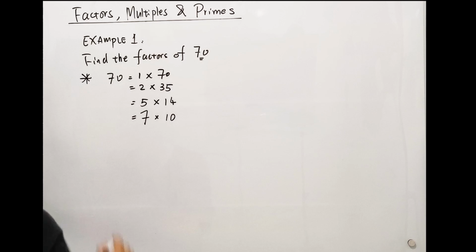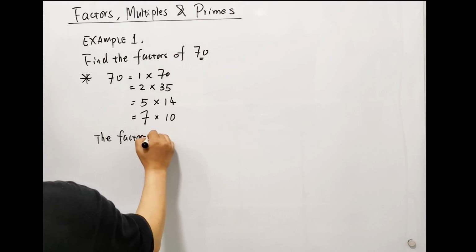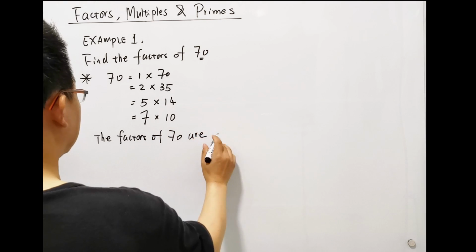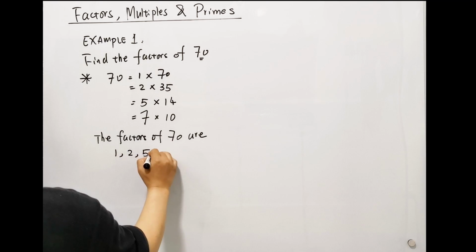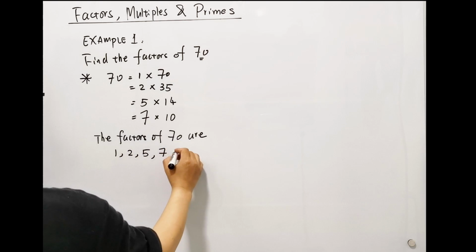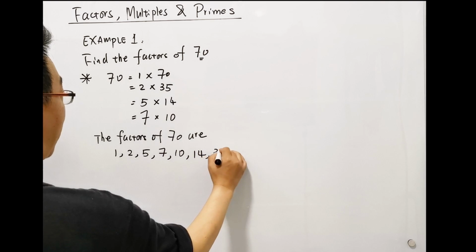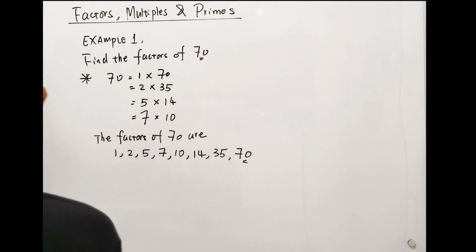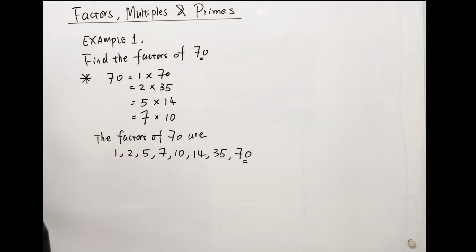The answer: the factors of 17 are, how many do we have? We have 1, 2, 5, 7, 10, 14, 35, and of course 17 itself, right? How many numbers do we have? 1, 2, 3, 4, 5, 6, 7, 8. So we have 8 factors for this number.